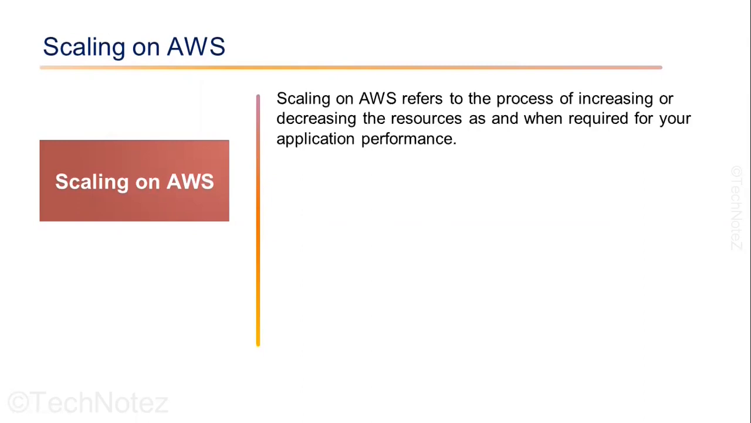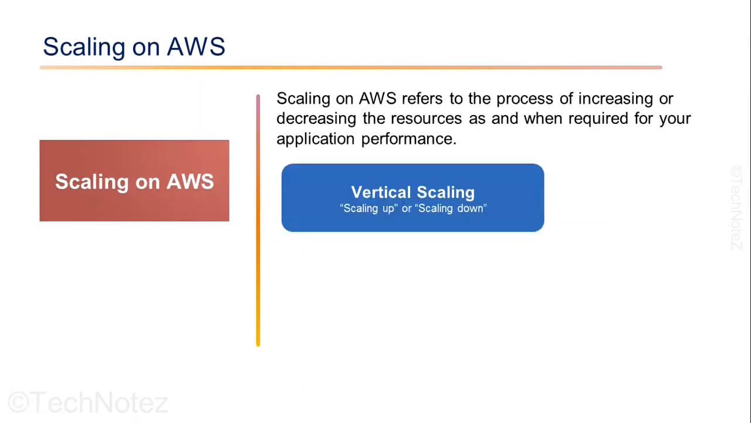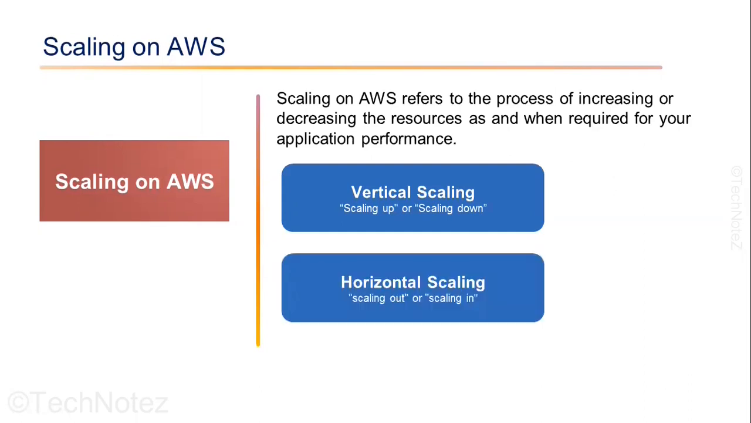There are two main types of scaling on AWS. Vertical scaling. This type of scaling involves increasing or decreasing the size of a single resource, such as increasing the amount of memory or CPU of an EC2 instance. This is also known as scaling up or scaling down. Horizontal scaling. This type of scaling involves adding or removing resources, such as adding or removing EC2 instances to increase or decrease the capacity. This is also known as scaling out or scaling in.